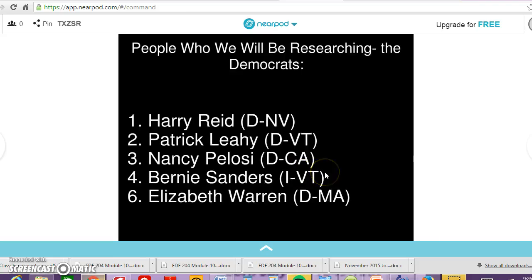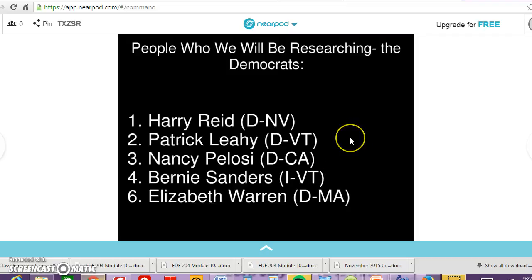The Democrats that we'll be researching are Harry Reid from Nevada, Patrick Leahy from Vermont, Nancy Pelosi from California, Bernie Sanders from Vermont, and Elizabeth Warren from Massachusetts. Harry Reid is currently the Senate Minority Leader and was the Majority Leader until the last election cycle. Patrick Leahy is the current President pro tempore of the Senate. Nancy Pelosi used to be Speaker of the House, but now she's the Minority Leader in the House of Representatives. Bernie Sanders is currently running for president, and Elizabeth Warren is pretty prominent in bank reform. Also included is John Yarmuth, who is the only representative from Kentucky who is a Democrat and represents the Louisville area.